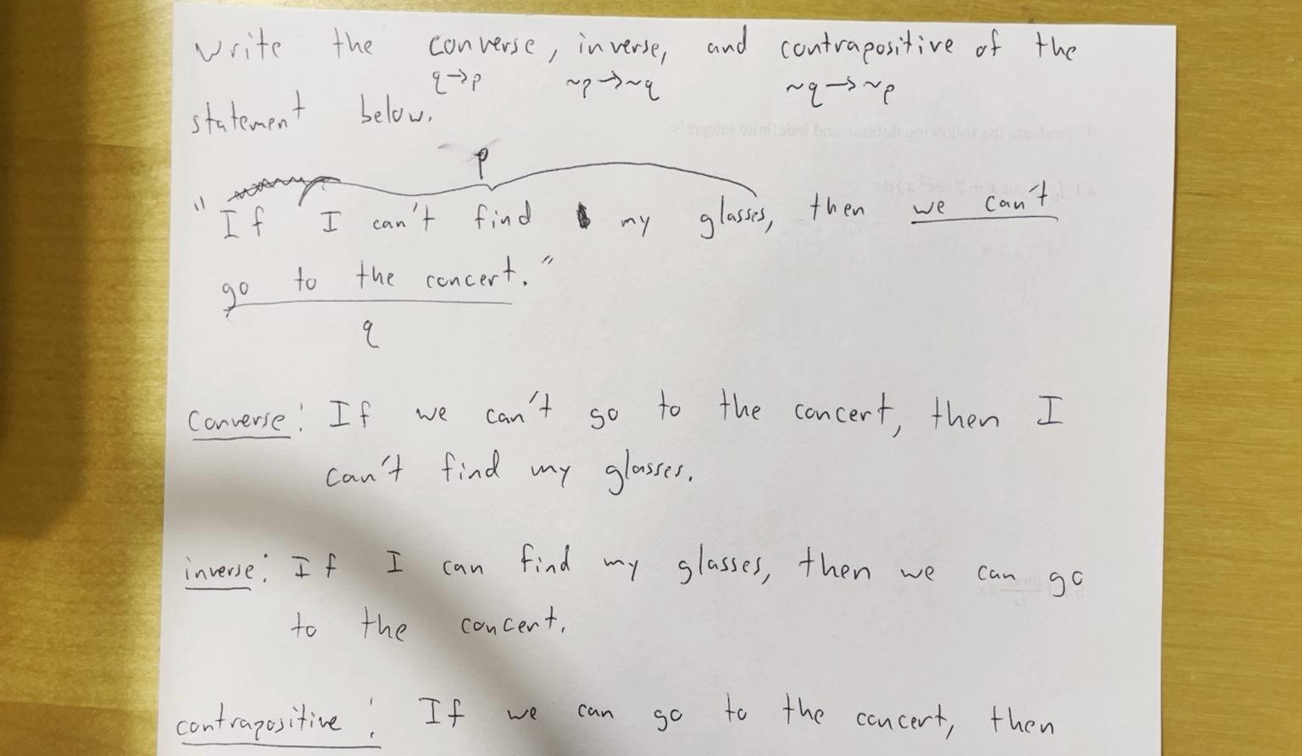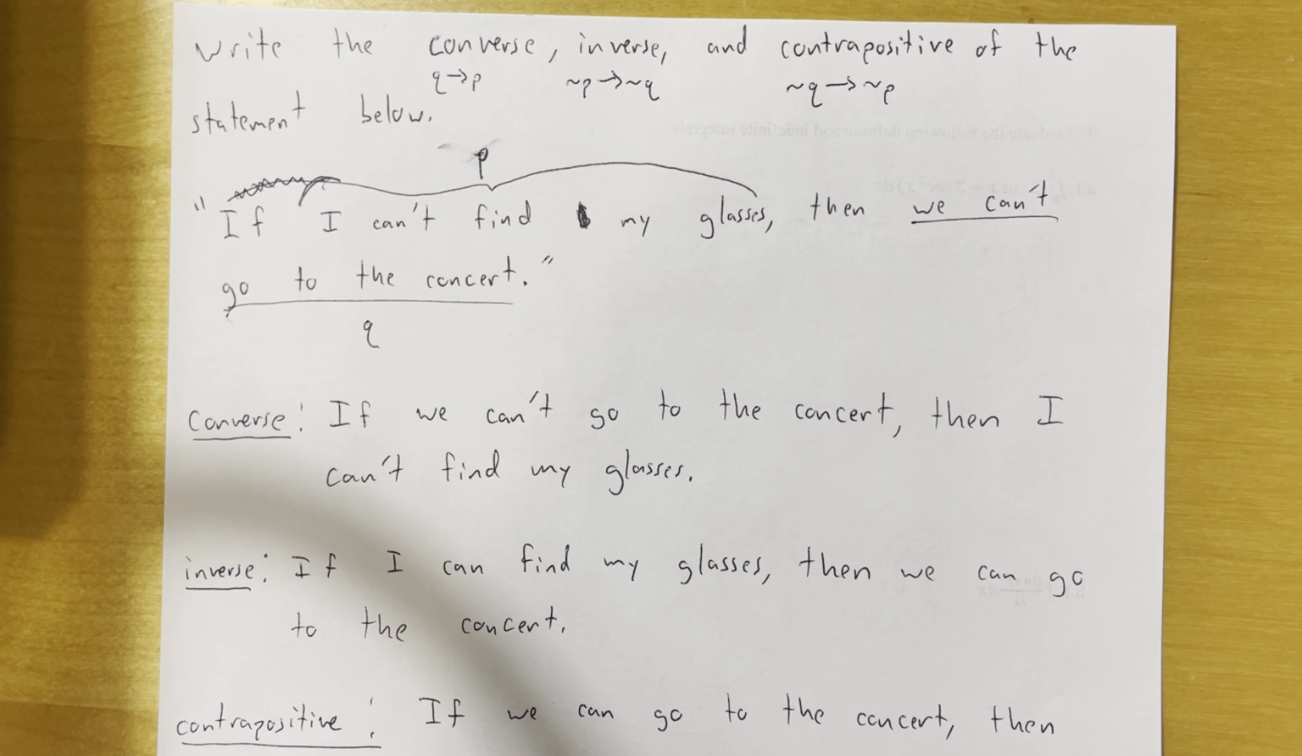If I can't find my glasses, then we can't go to the concert. I'm going to add a little context to help it make sense. If whoever is making the statement can't find their glasses, let's assume they're the one driving to the concert. They need their glasses in order to see, and they need to be able to see in order to drive. So that might be the reason why this statement is being made in the first place. If I can't find my glasses, then I'm not able to drive, and we're going to have to miss the concert because now we can't get there. That kind of a thing.